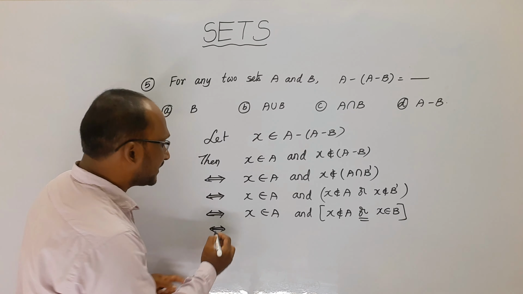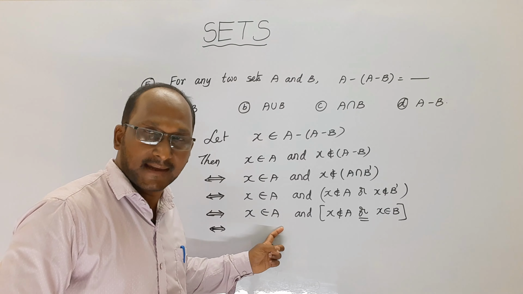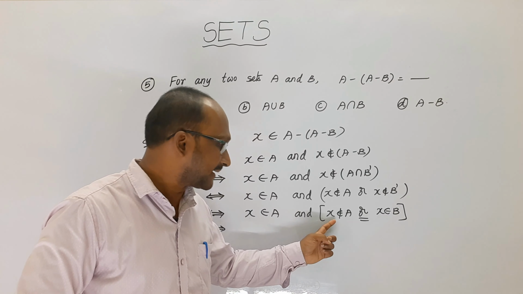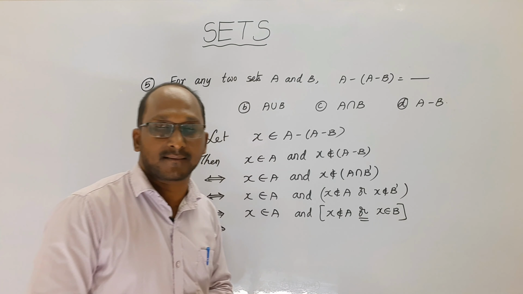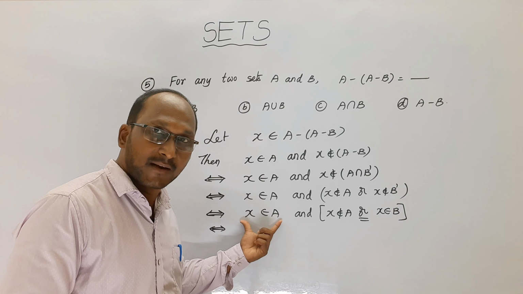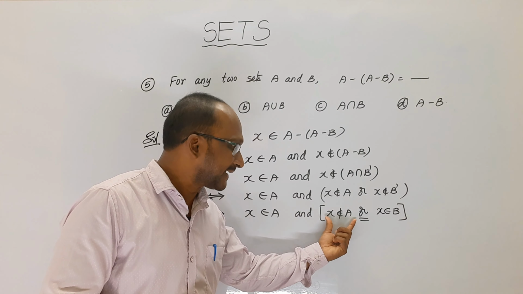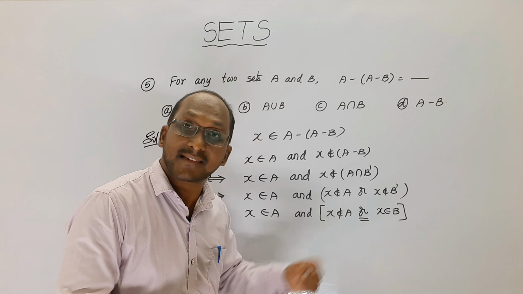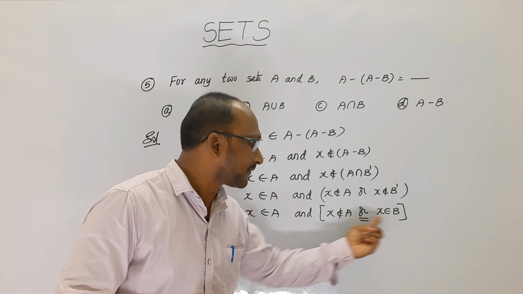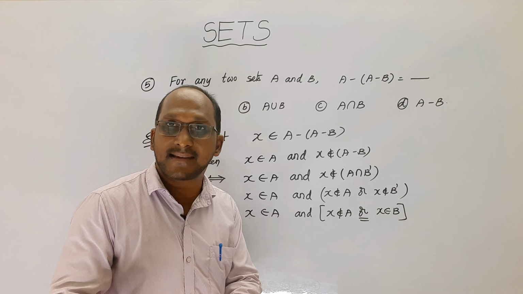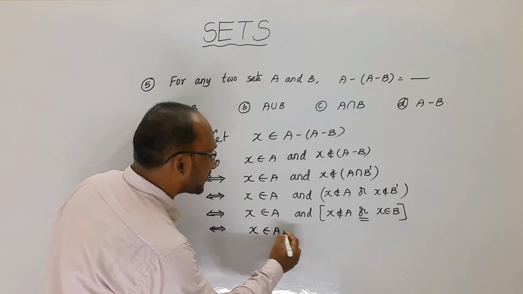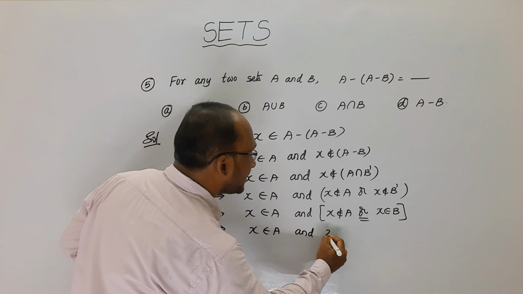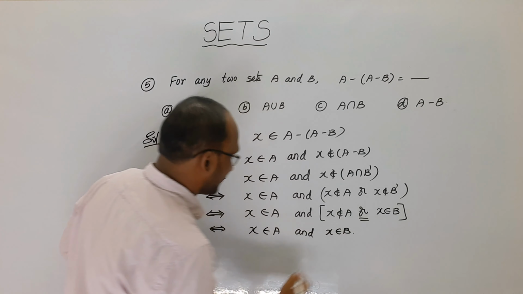In this, the first statement is X belongs to A, that is confirmed, and the second statement is X does not belong to A or X belongs to B. As we already have that X belongs to A, the statement X does not belong to A is wrong. That's why, of these two conditions, X belongs to B is the correct condition. So we can write it as X belongs to A and X belongs to B.